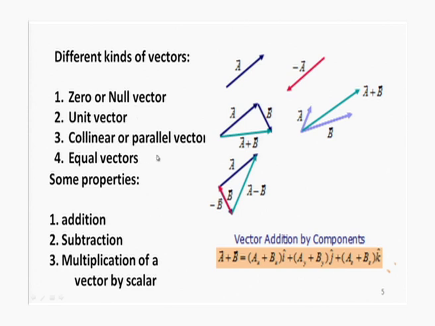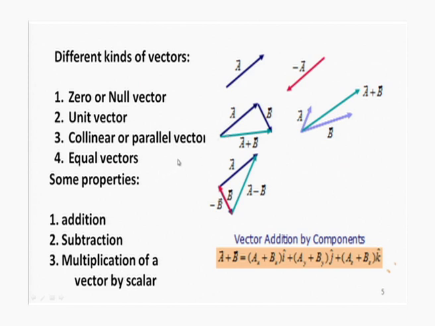Collinear and parallel vectors. Two vectors, when they are in the same line, are called collinear, and when they are parallel to each other, they are called parallel vectors. Equal vectors are those which have the same magnitude and the same direction, they may be parallel. The other properties of the vectors are addition, and these two are shown, subtraction, multiplication.